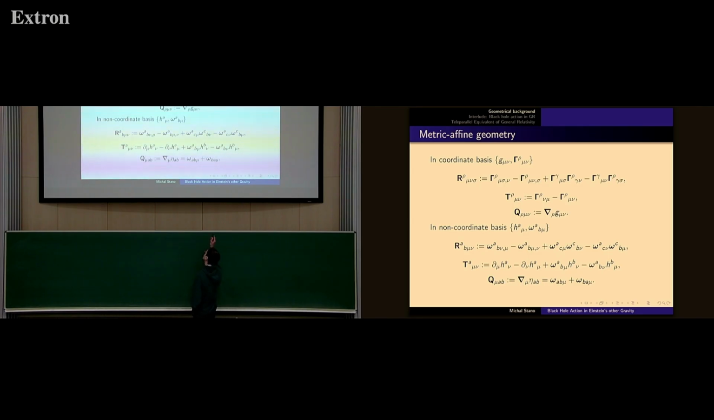On the other hand, when we work in the non-coordinate basis, it's much more natural to use tetrads and spin connection. And I've also written down the corresponding expressions for the components of the already mentioned tensors.